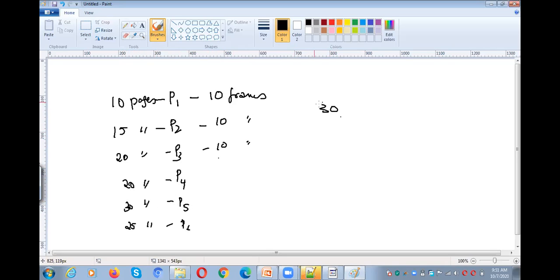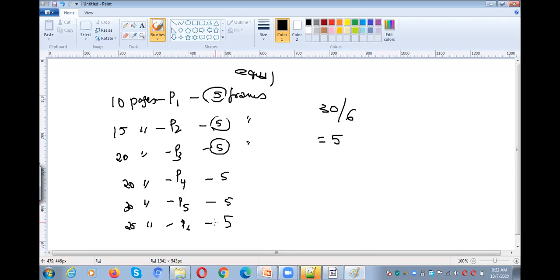So now you have only 30 frames, right? What you need to do, with the help of equal partition, you need to change this one, right? If the degree of multi-programming is more, automatically what will these values become? There are only 30, right? How many processes are there in the main memory? 6. So each process will get only 5 frames, right? If you still want to increase the multi-programming, still you want to add 3 more programs into the main memory, or you want to add 4 more processes into the main memory.